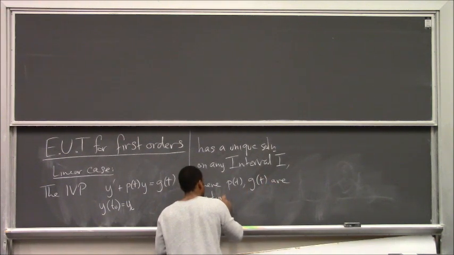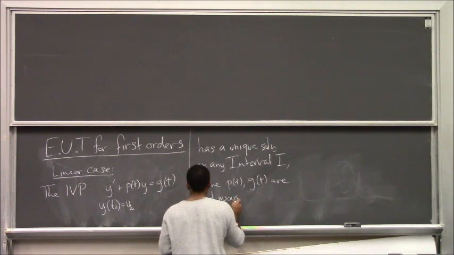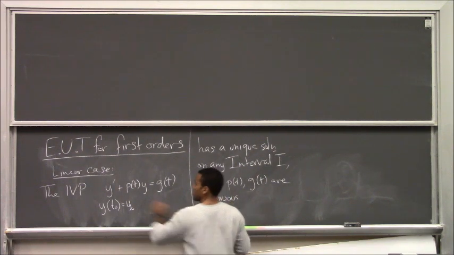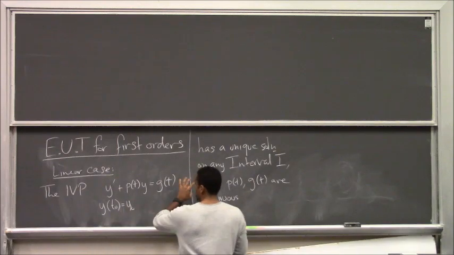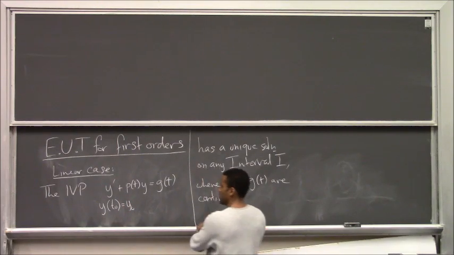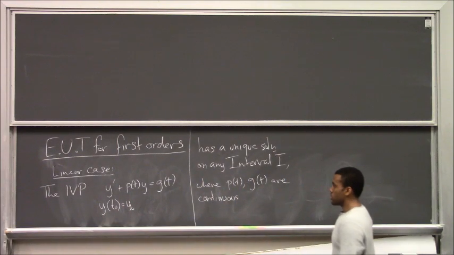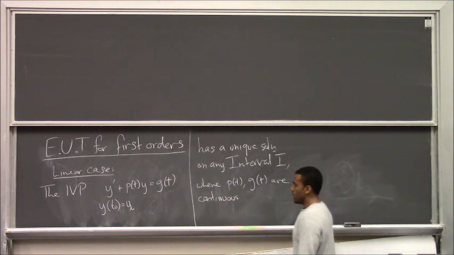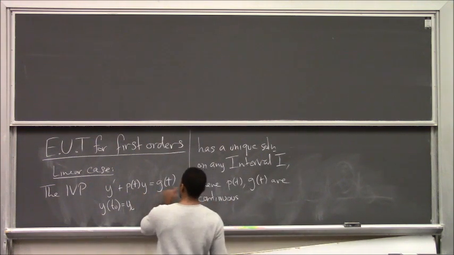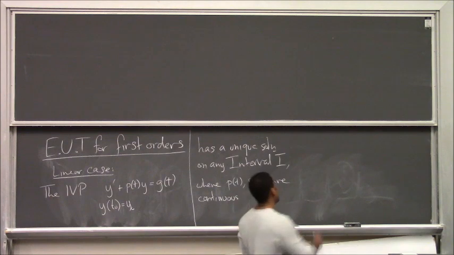What does IVP stand for? Initial value problem. Right, so it's a differential equation with an initial condition given. That is a first order linear equation. As long as our coefficients are continuous, we can actually find a solution.